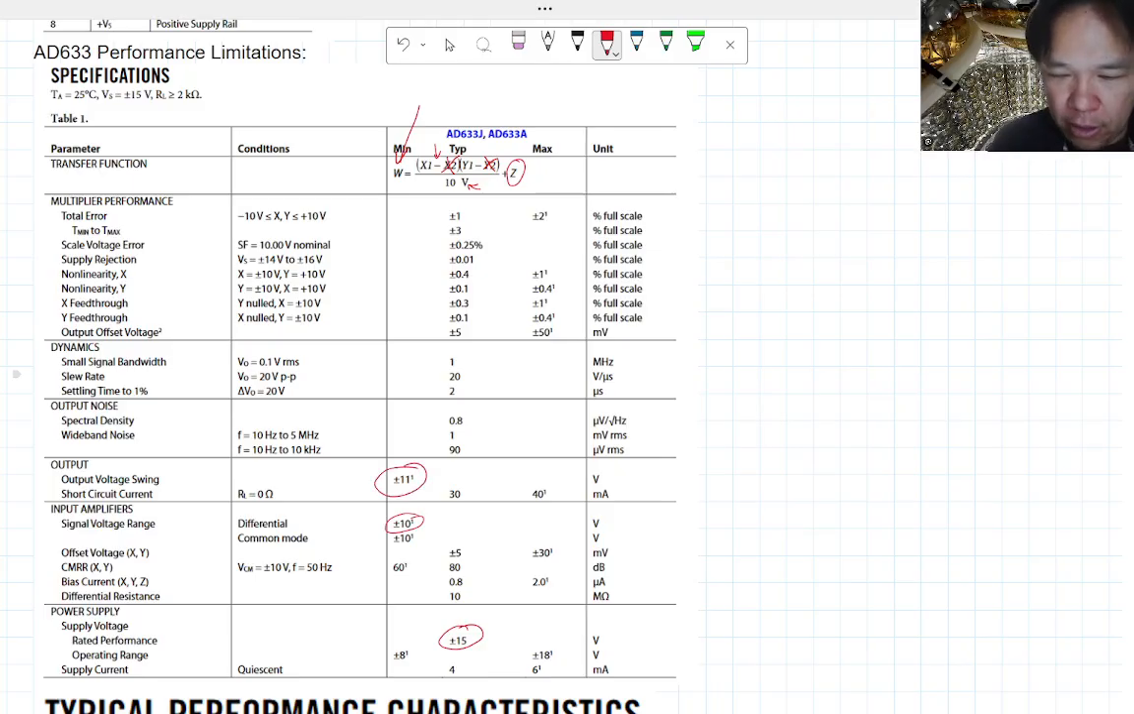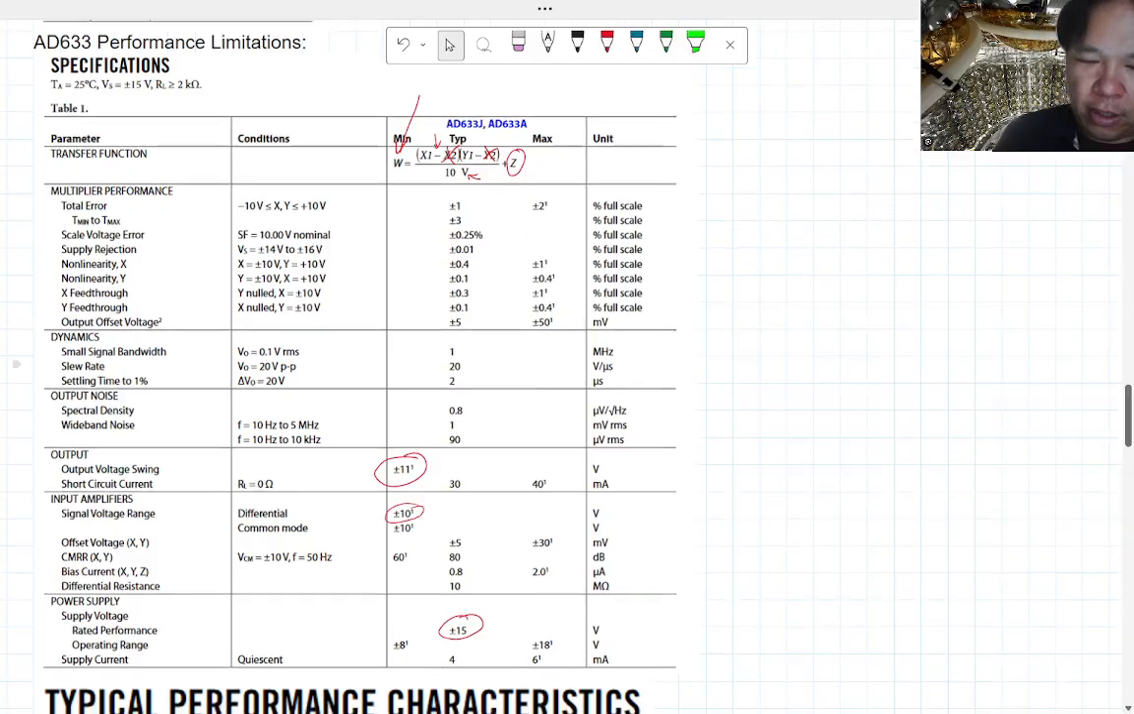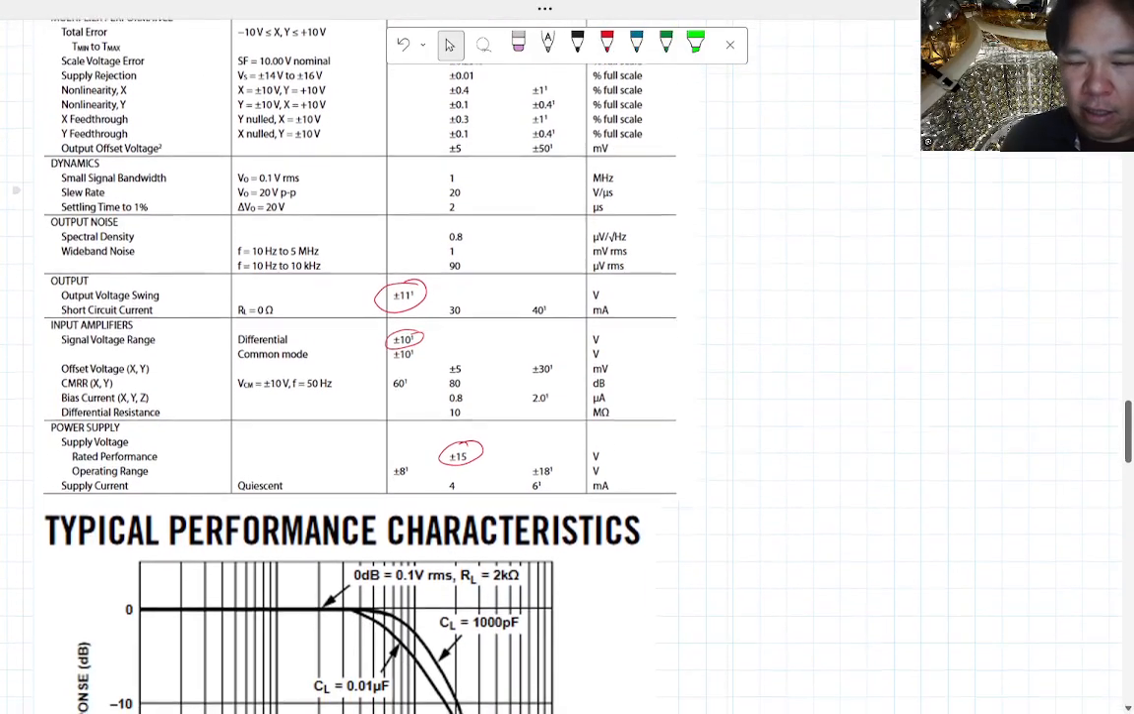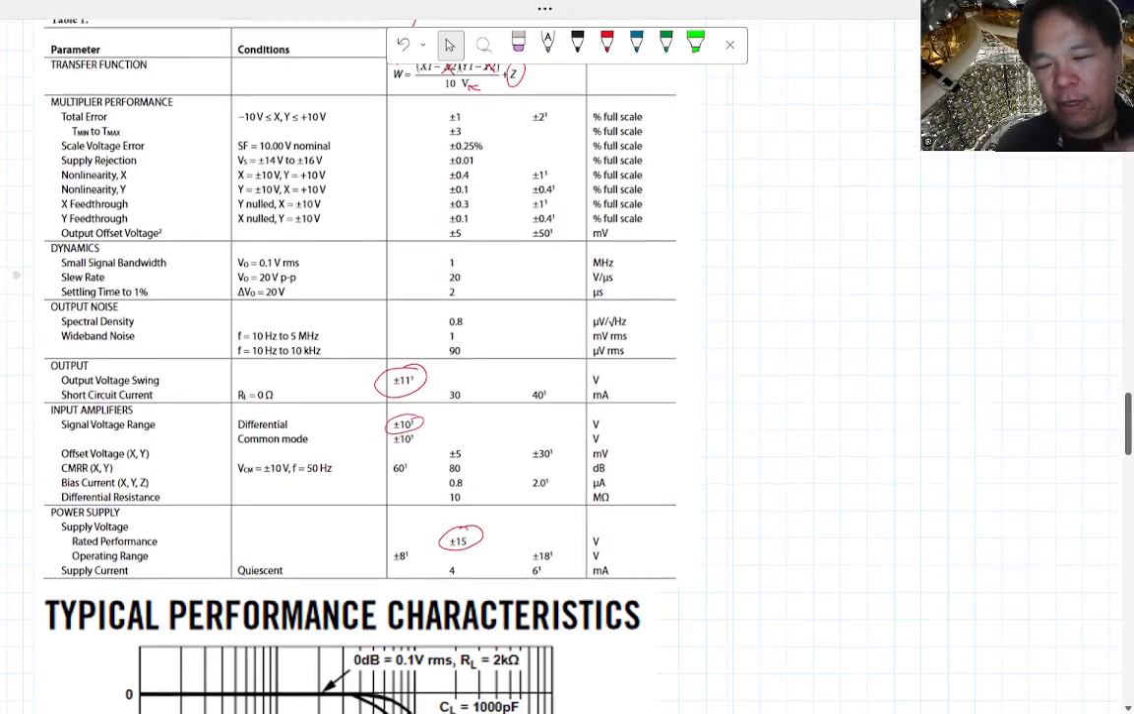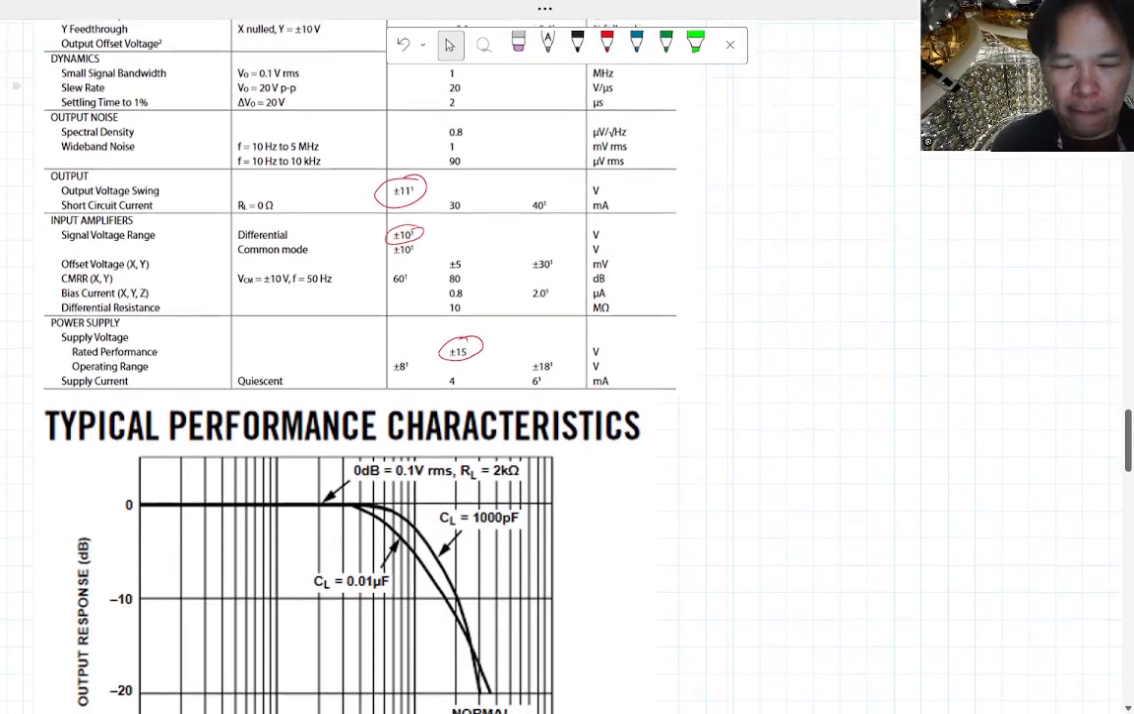The output can only go up to 11 volts. So if you put in 10 times 10, that will give you 100. Divide by 10, it should give you 10 as the output. So it should stay within the output range, if you don't do something really weird, like shifting it up by 10 volts or something like that.